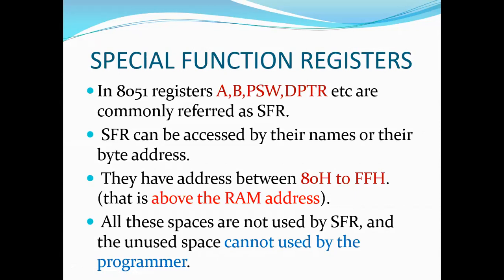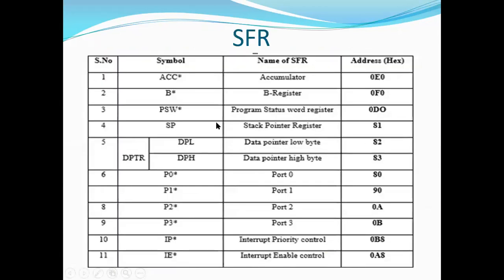This is the special function register area. Total 21 special function registers are there. These are the accumulator, B register, program status word, and their addresses are also given here. Stack pointer 81, data pointer. Data pointer is 16 bit, so we divided it into two parts: data pointer lower part and data pointer higher part. It can process 8 bits only at a time. So it is a total 16-bit data pointer, for holding the address, divided into two categories, lower part and higher part.